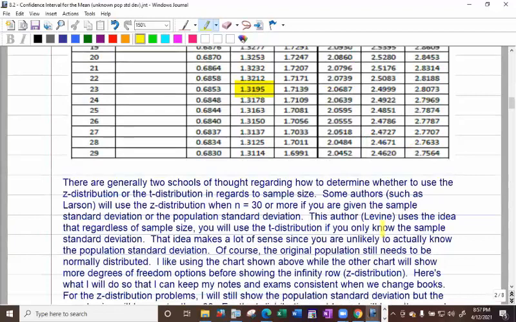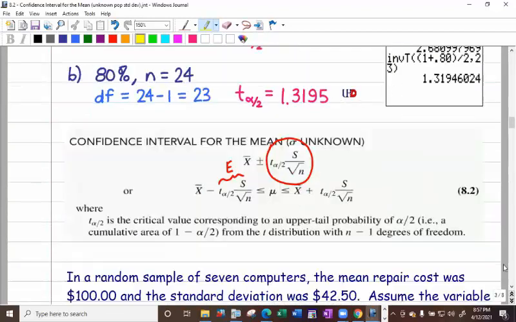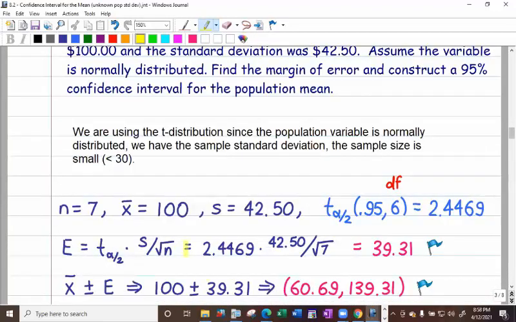24469. So the margin of error just becomes 2.4469 times the standard deviation of 4250 divided by the square root of 7. Notice that this formula is the square root of n, because this is often a commonly asked question. You don't subtract 1 there. That's only for looking up the number on the chart. You would still use the original 7 right there. So that's a common question, so I always try to preempt it by just addressing it.